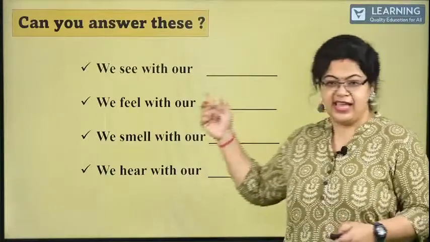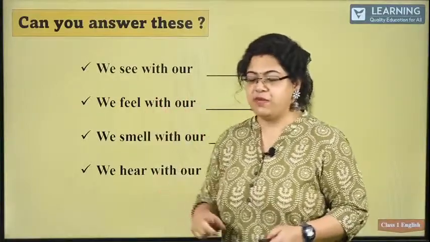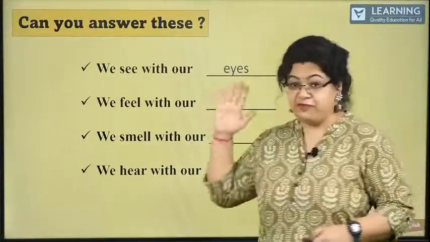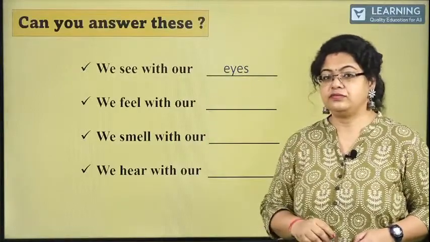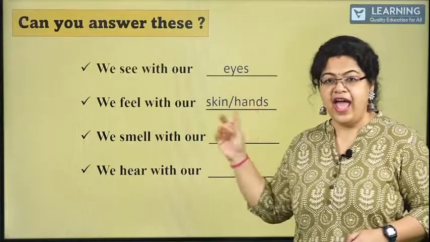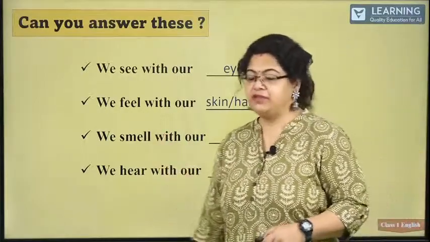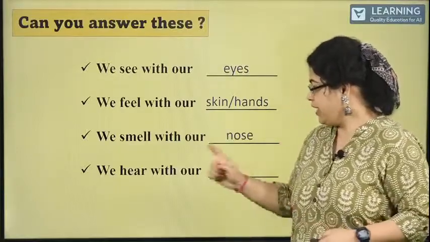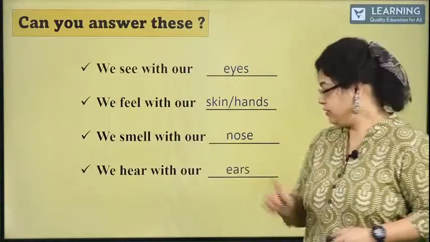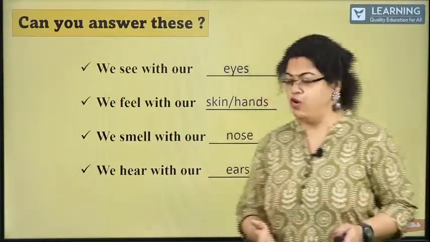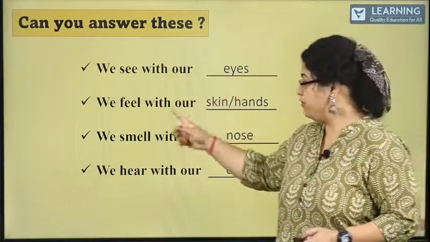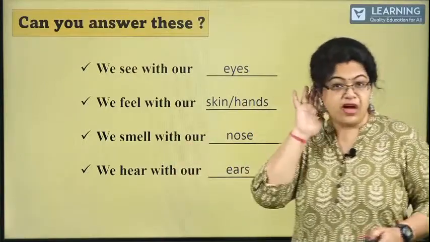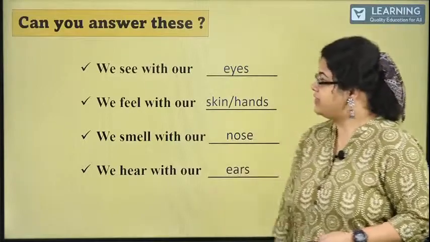All right, so we see with our, what am I blinking? Yeah, we see with our eyes. Then we feel with our skin or hand. We smell with our nose. Then we hear with our ears. Right. So you know all. We see with our eyes, we feel with our skin or hands, we smell with our nose, and we hear with our ears. Let's see next.